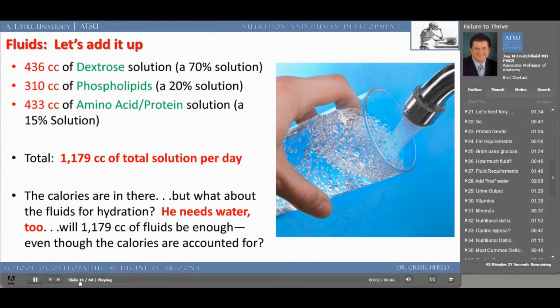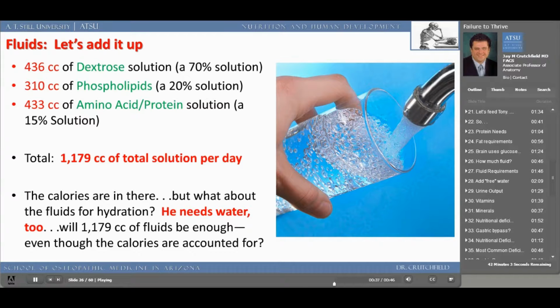So when we add all this together, we're giving him dextrose to feed his brain, we're giving him phospholipids to feed his heart, and we're giving him protein to feed muscle, to build muscle, and, of course, to allow him to make albumin to maintain his oncotic pressure. He needs a total of 1,179 cc's of solution a day. So now the calories are there, and there's even some fluid and water in there. But now we need to go back and figure out how much water Tony needs too.